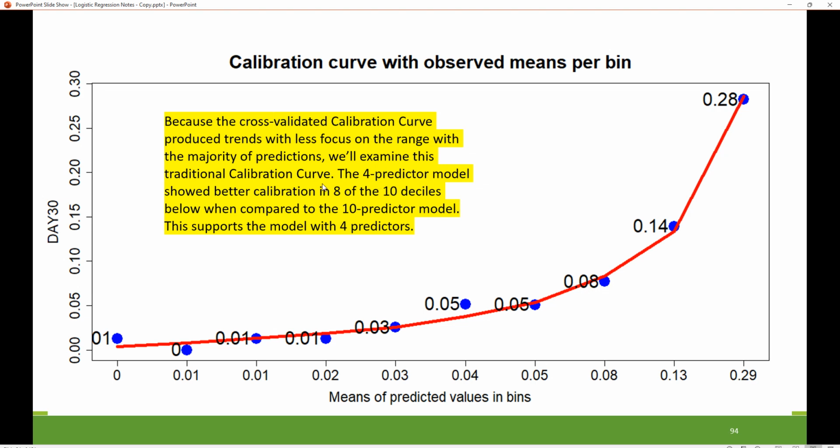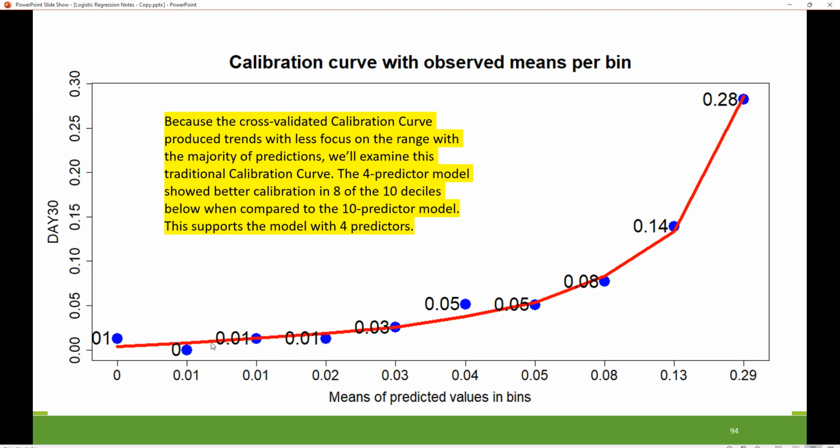So the 4 predictor model showed better calibration in 8 of the 10 deciles below when compared to the 10 predictor model. This supports the model with 4 predictors. So this is a calibration curve for the 4 variable model. I did it for the 10 variable model, and we see that in this 4 variable model, these blue dots represent the actual averages for each of these different deciles based on the predicted score.